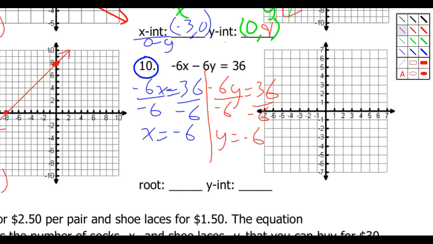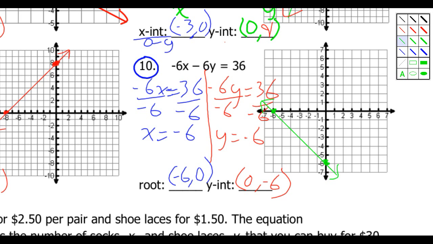Now, at first glance, it may look like we actually have the same point for these. We do not, because the x-intercept, or the root, always shows up in the x position, and the y-intercept always has a 0 in the x position, so they have a number in the y. So I have these 2 points. They look similar, but they're not the same. We have negative 6, 0, and 0, negative 6, with a line connecting the two. There we go. Close enough for government work, as they say.